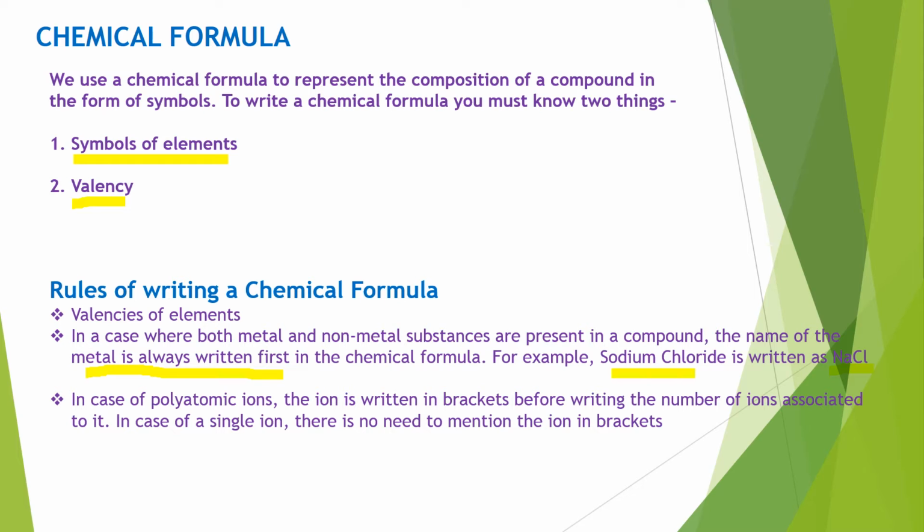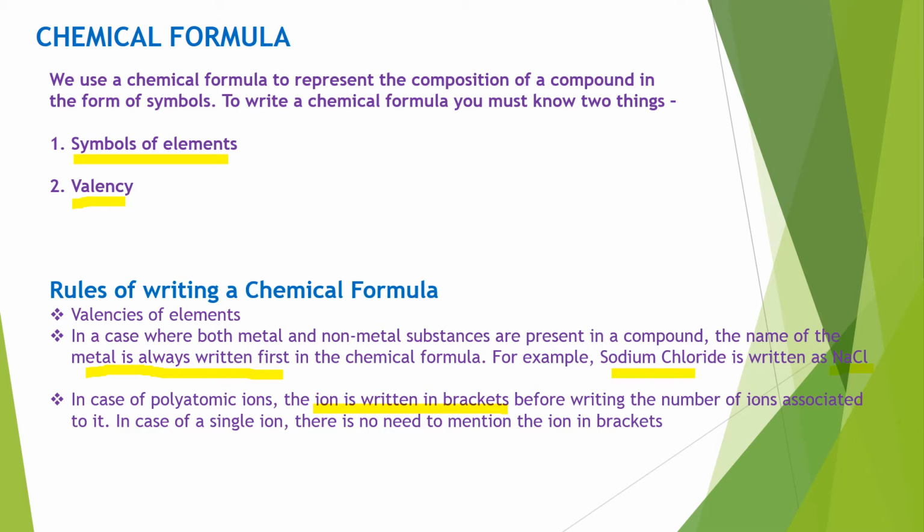Now in case of polyatomic ions, that means if we have more than two ions, how to write? The ion is written in brackets, that you have to remember. Ions are written in the brackets before writing the number of ions associated to it. So if there are more than two atoms, you have to put that element's symbol in a bracket, and write the number outside that. In case of a single ion, there is no need to mention that ion in any brackets, right?